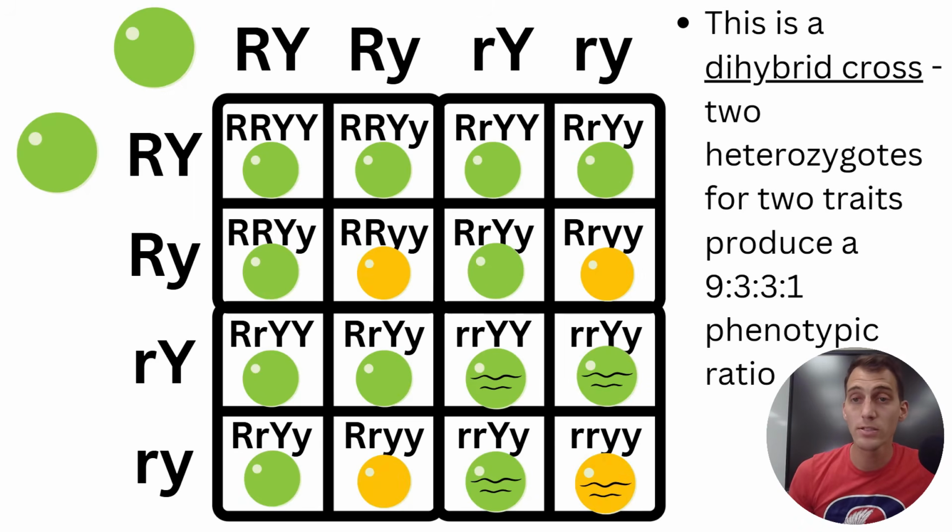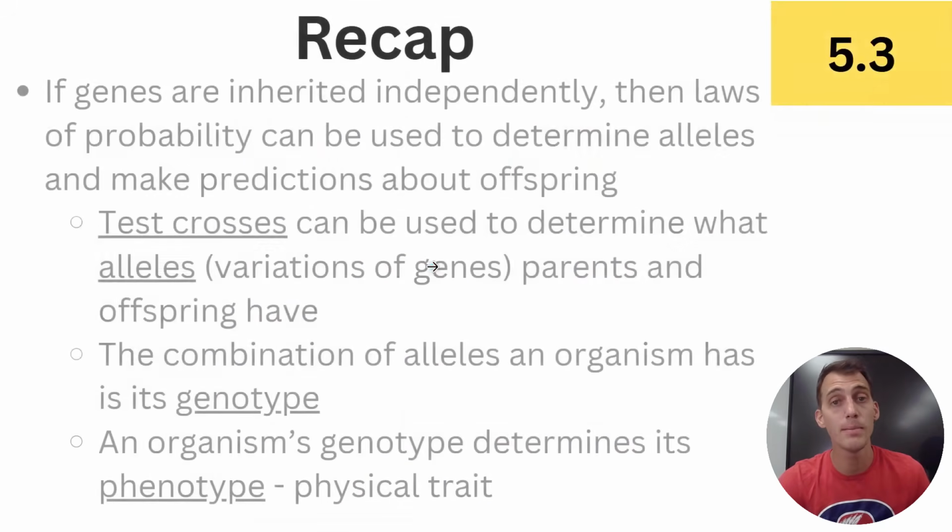2 heterozygotes for 2 traits produce a 9:3:3:1 phenotypic ratio. That's something you can remember. If you see a dihybrid cross, with the 2 heterozygotes being crossed like this, you can just remember, hey, 9:3:3:1, and you can skip this part next time. Maybe you worked this out yourself, and if you did, I'm proud of you. But next time, now that you know it's 9:3:3:1 for 2 hybrids, you should be okay. So yes, dihybrid crosses can be used to make predictions as well.